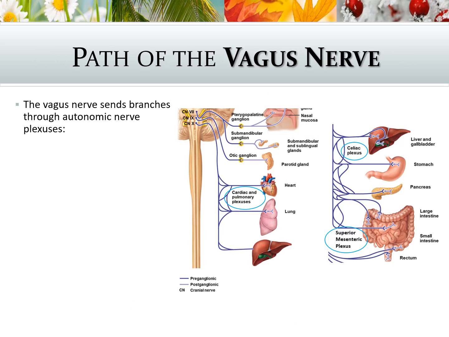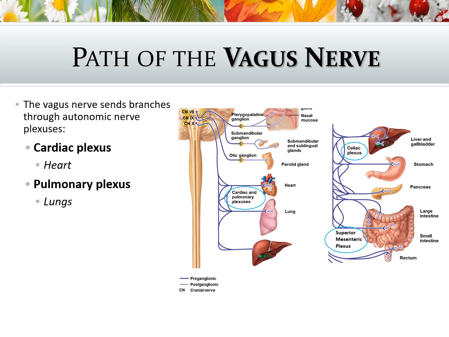So let's talk a little more about the pathway of the vagus nerve. The vagus nerve sends branches through autonomic nerve plexuses. We talked about nerve plexuses when we discussed the somatic motor system, with the plexuses going to our upper and lower limbs, the brachial plexus and the lumbosacral plexus. It's a similar idea, but here we have autonomic nerve plexuses. Again, don't worry too much about the names. Just know that the vagus nerve goes through these autonomic nerve plexuses.